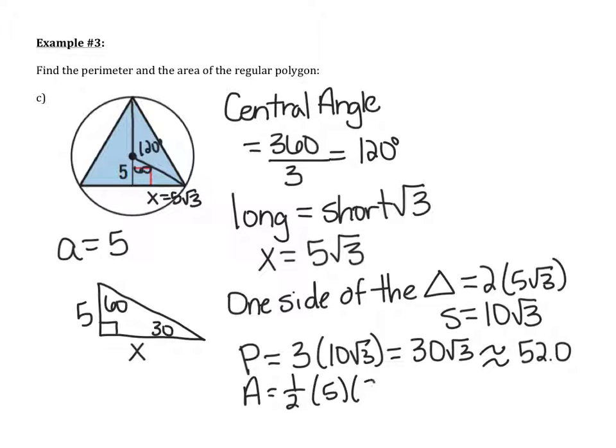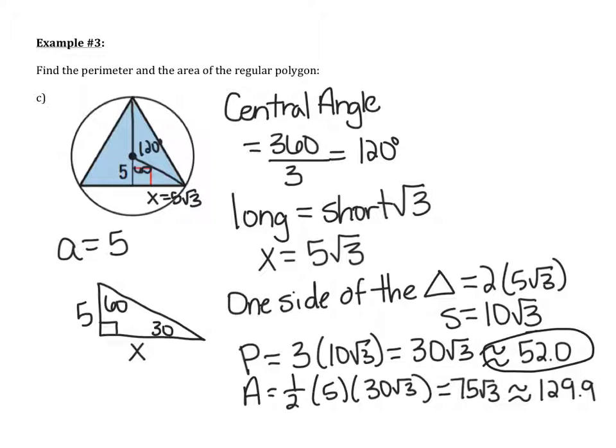So I'm going to put 30 square root of 3 into my formula. So I would do 1/2 times 5 times 30 and then stick the square root of 3 on the end of that. I can multiply this 1/2 at any time that I want, so I would do half of 30 is 15, 15 times 5 is 75, so my exact answer would be 75 square root of 3, which is approximately 129.9 squared units. So again, we have our perimeter, which is about 52.0, and our area, which is about 129.9.